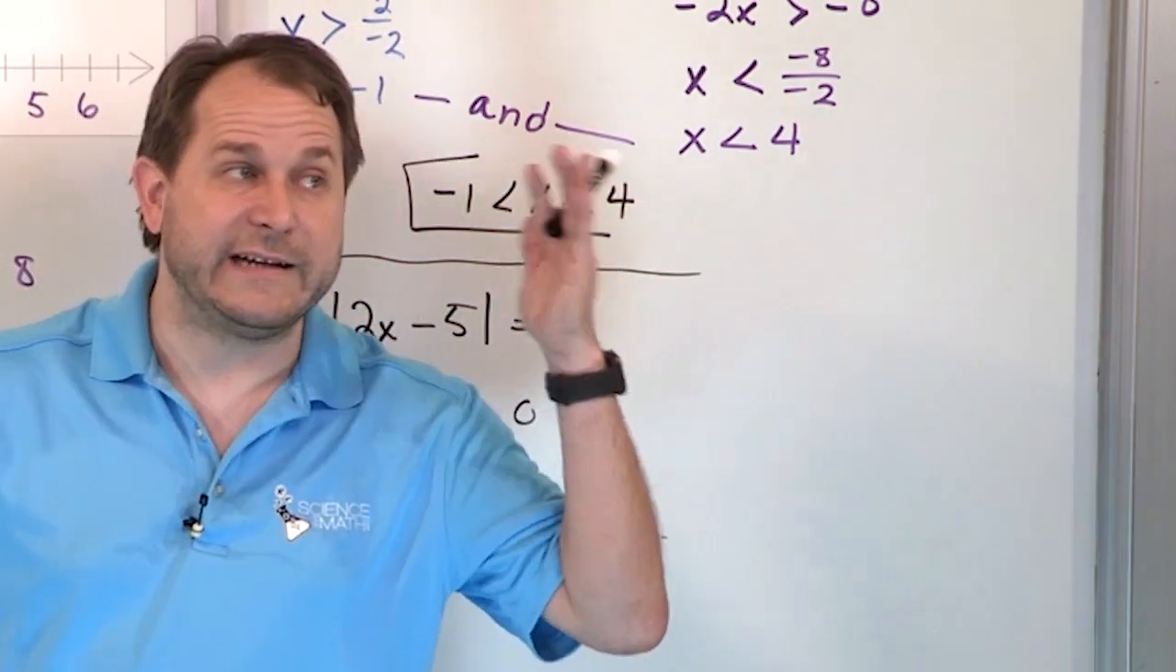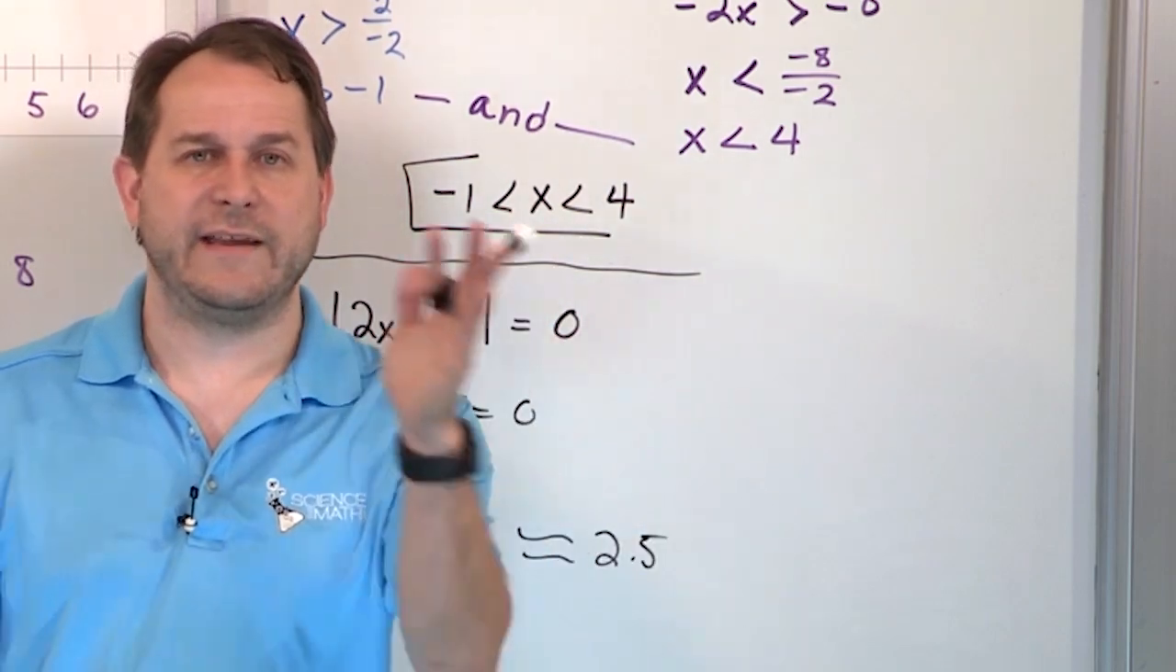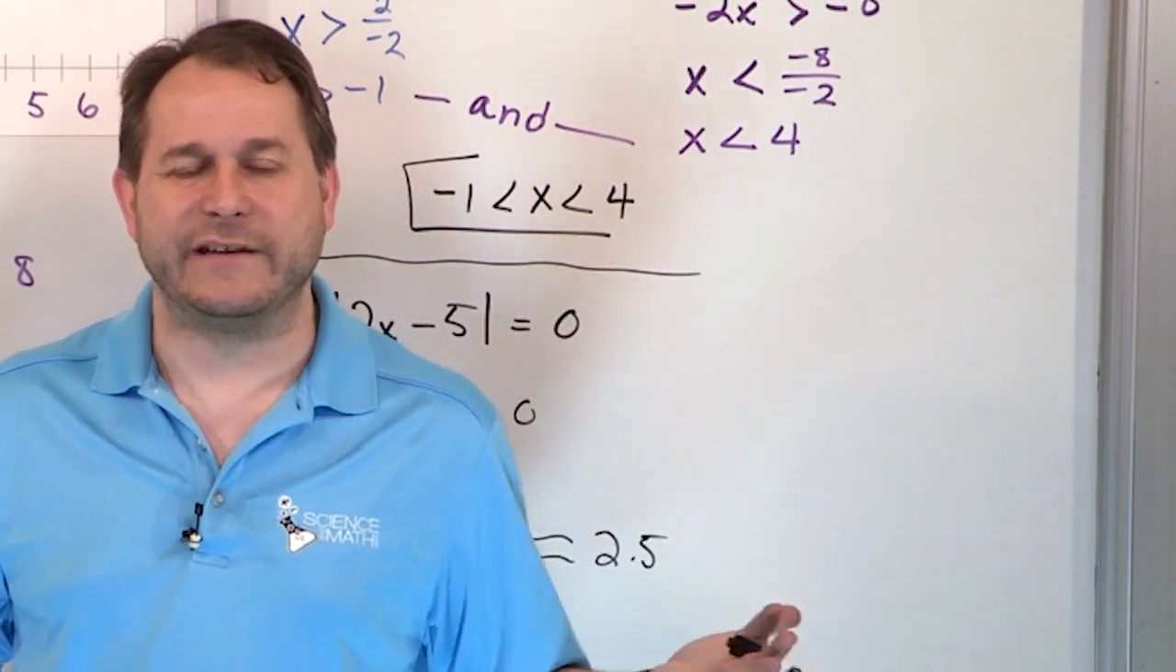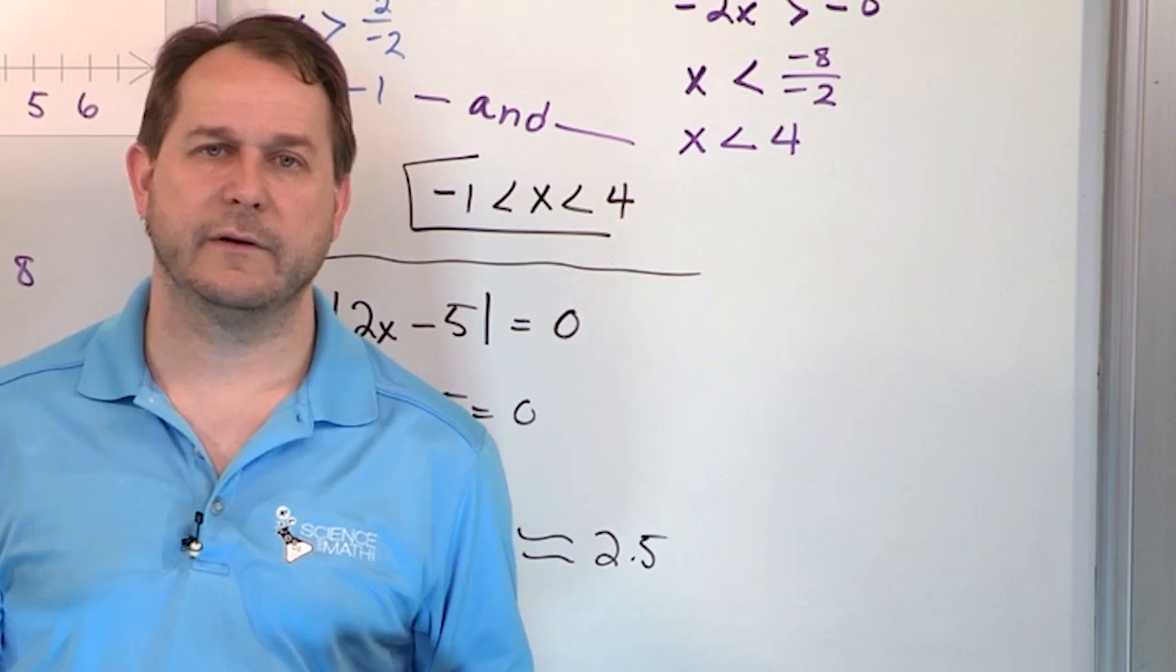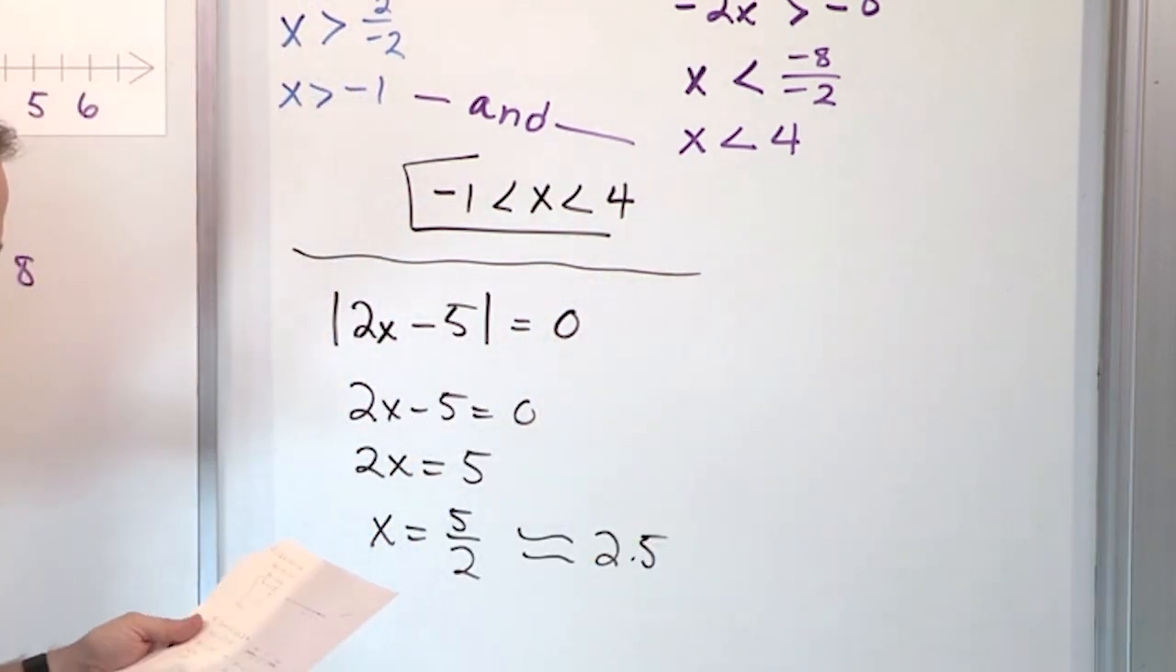Absolute value usually gives you two answers, but when the number on the right-hand side of the equal sign is actually 0, then you only have one answer. And that's why I wanted to do this one, to kind of show you that.